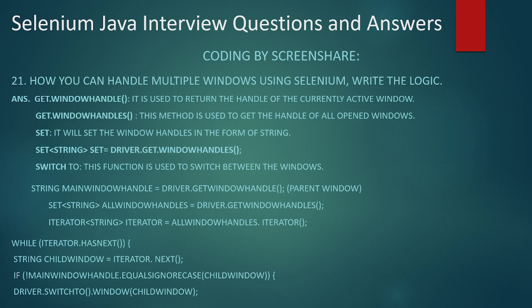Then we go for the iterator concept, because we need to check how many child windows are present. You iterate and check with the hasNext method. If it is available, we go for next, and we store that particular value in the child window variable. After that, you switch to it and do whatever actions are required. This way we can achieve multiple window handling.